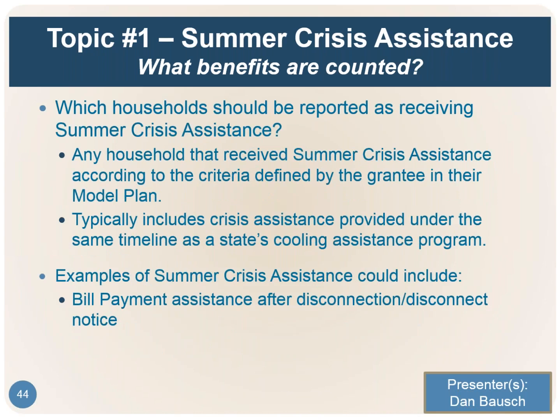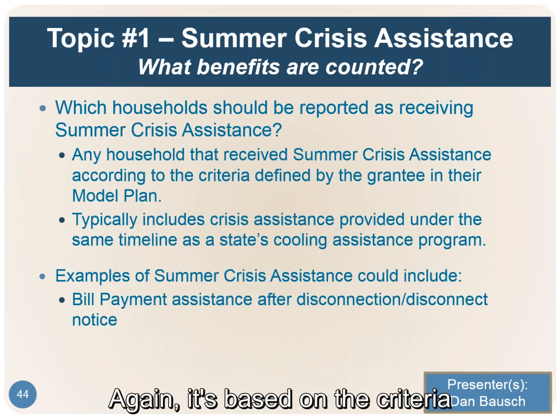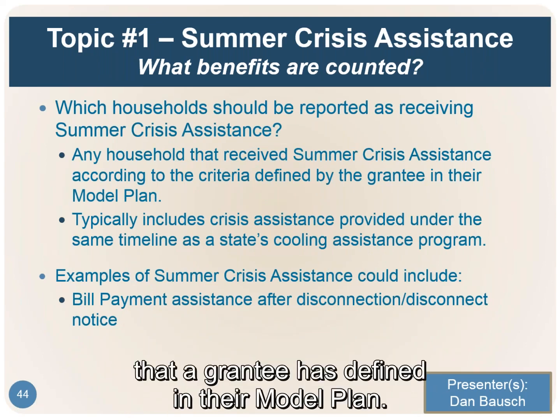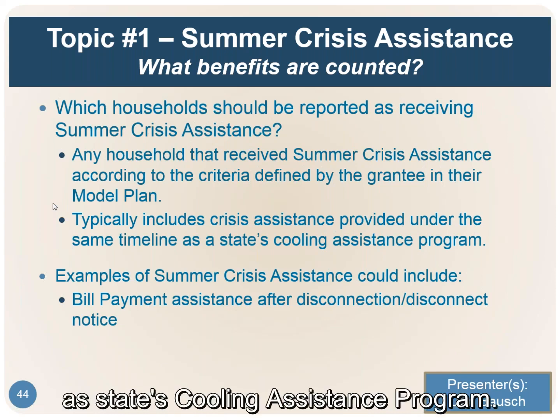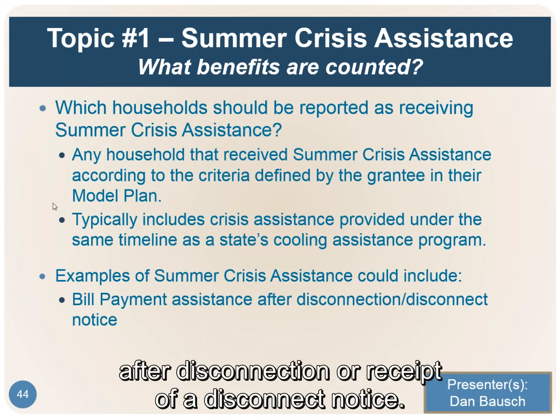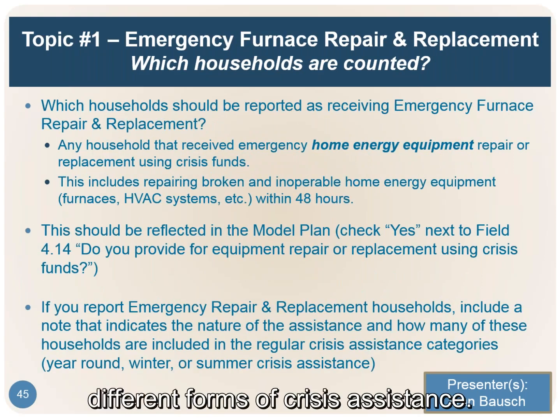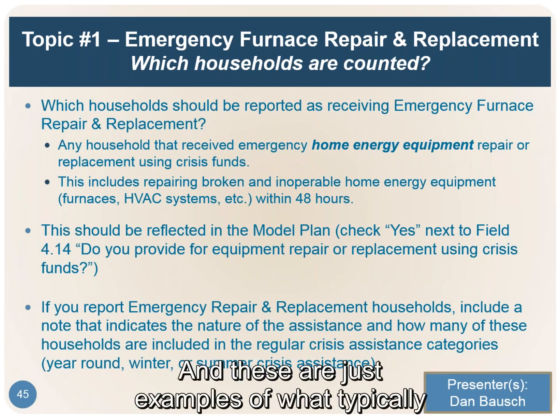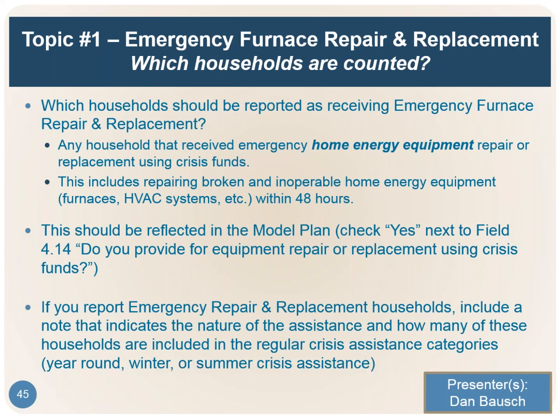Next slide. Summer crisis assistance, again, it's based on the criteria that a grantee has defined in their model plan. Typically, summer crisis assistance is provided at the same timeline as the state's cooling assistance program, and that is generally bill payment assistance after disconnection or receipt of a disconnect notice. So again, different states offer different forms of crisis assistance, and these are just examples of what typically is classified as each of these different types.